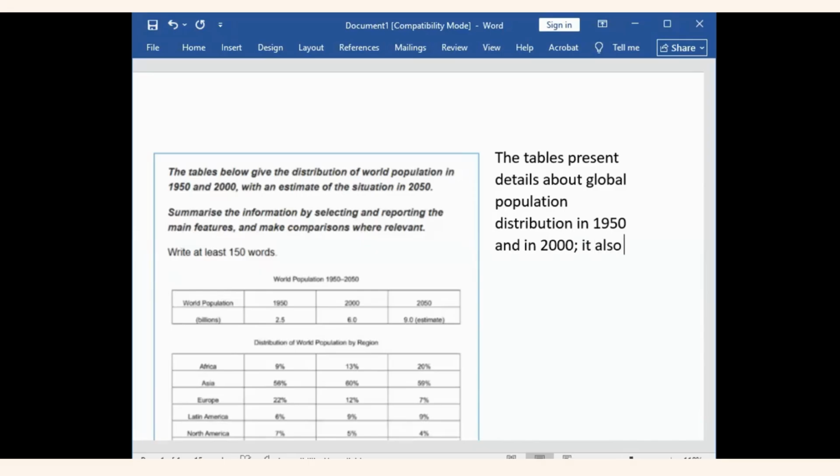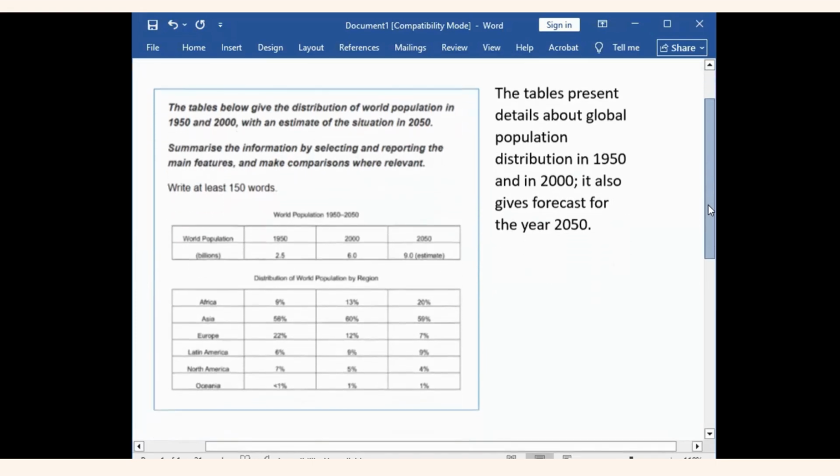It also gives forecasts for the year 2050. Okay? Now, I'm going to adjust something in this, my first sentence. Okay? Look at it here. We have world population here in billions. And then we have distribution of the world population by region. So I'm going to add this title here to the first sentence.